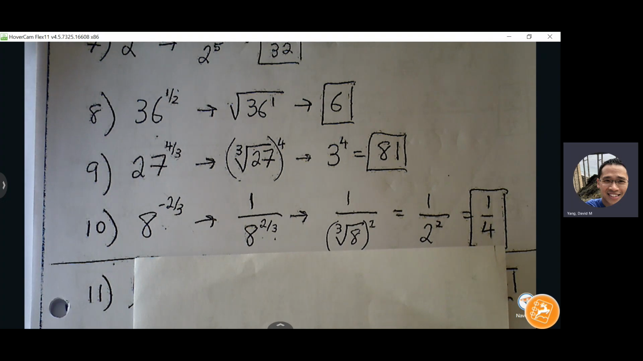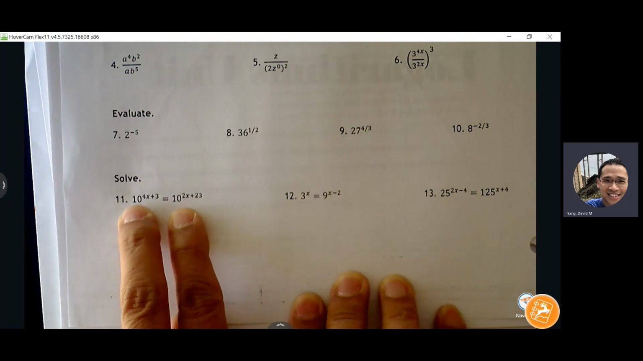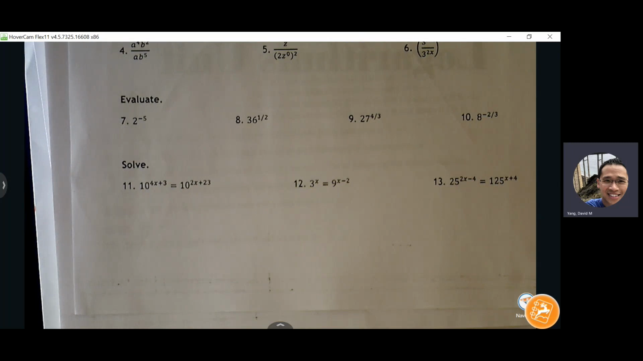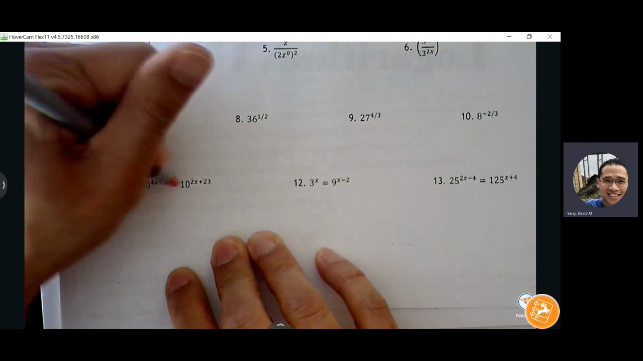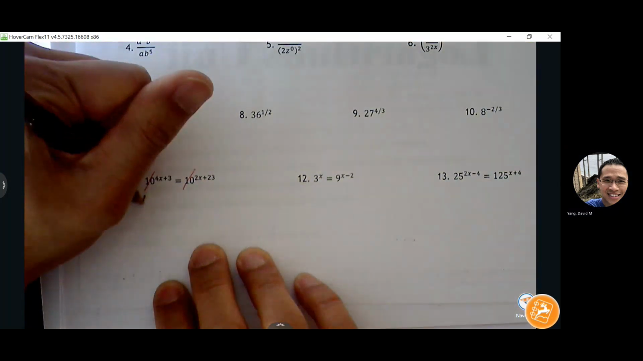Okay, does everybody have this packet? All right, number 11. Now, when you're solving an equation that has the same base, you can just cancel them out and just look at the exponent. So here, the bases are the same. I just focus my attention on setting the exponents equal to each other.